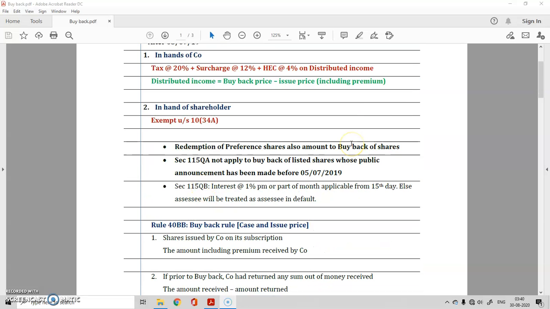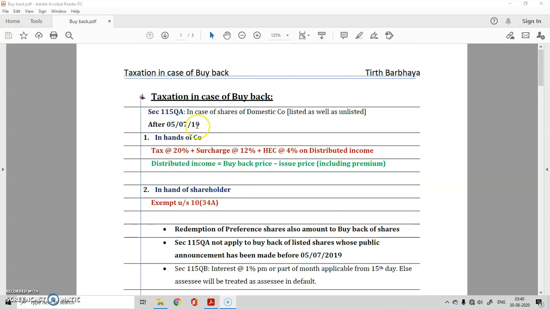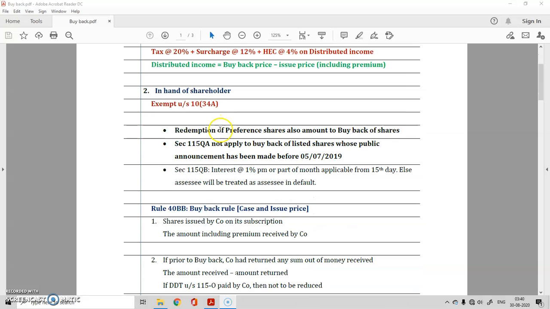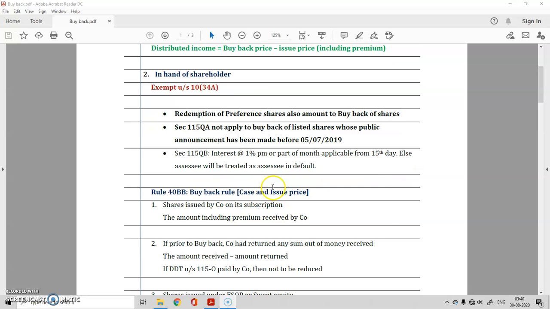Now, if there is a redemption of preference shares, then it will also amount to buyback of shares. Next, section 115QA is not applied to buyback of listed shares whose public announcement has been made before 5th July 2019, as it can be seen that it is applicable only after 5th July 2019. Section 115QB: interest is to be paid at the rate of 1% per month or part of the month, applicable from the 15th day, else the assessee will be treated as an assessee in default.